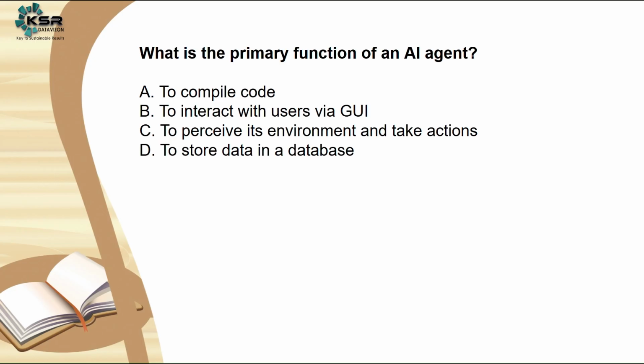Basically, to pursue its environment, understand the environment, and take actions. That is how the example also has been shown, right? So it is able to understand who is that AI agent, and by understanding the query and the environment, it has responded with a particular response. It has taken actions, right? So C is the correct answer.